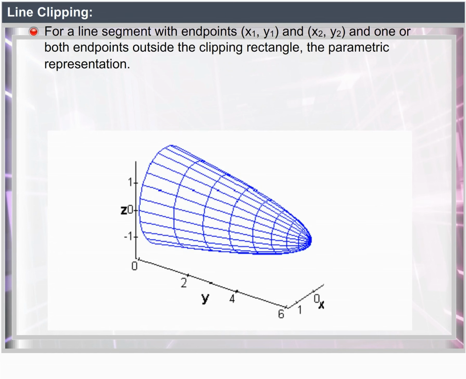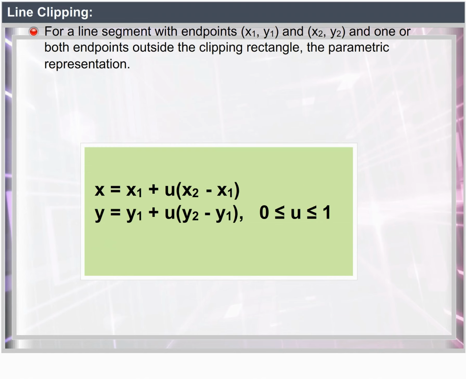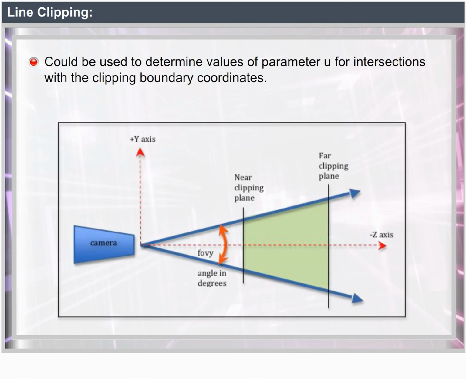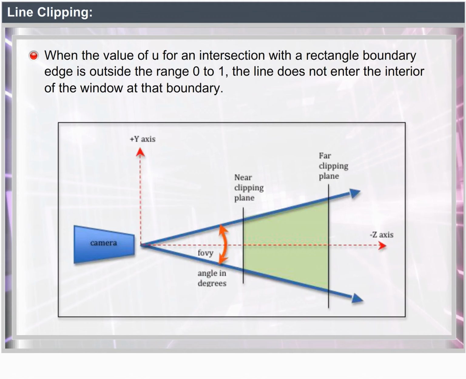For a line segment with endpoints (x1, y1) and (x2, y2), and one or both endpoints outside the clipping rectangle, the parametric representation x = x1 + u(x2 - x1) and y = y1 + u(y2 - y1), with u lying between 0 and 1, could be used to determine values of parameter u for intersections with the clipping boundary coordinates. If the value of u for an intersection with a rectangular boundary edge is outside the range 0 to 1, the line does not enter the interior of the window at that boundary.